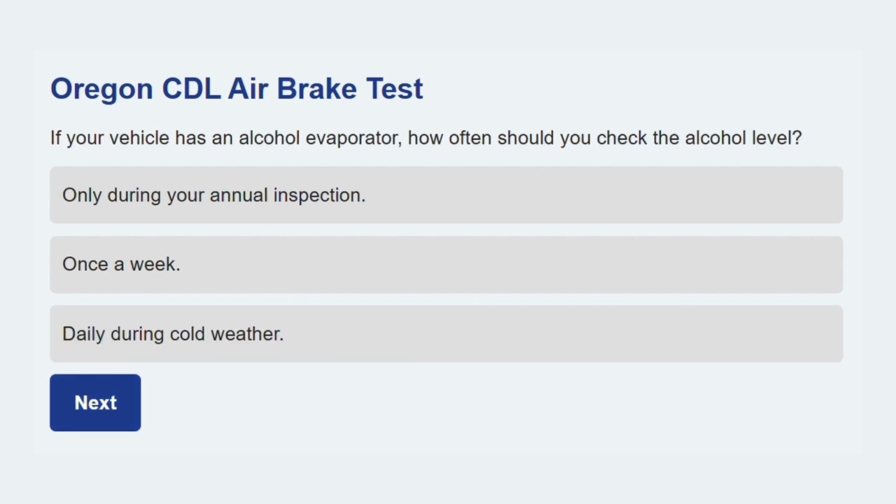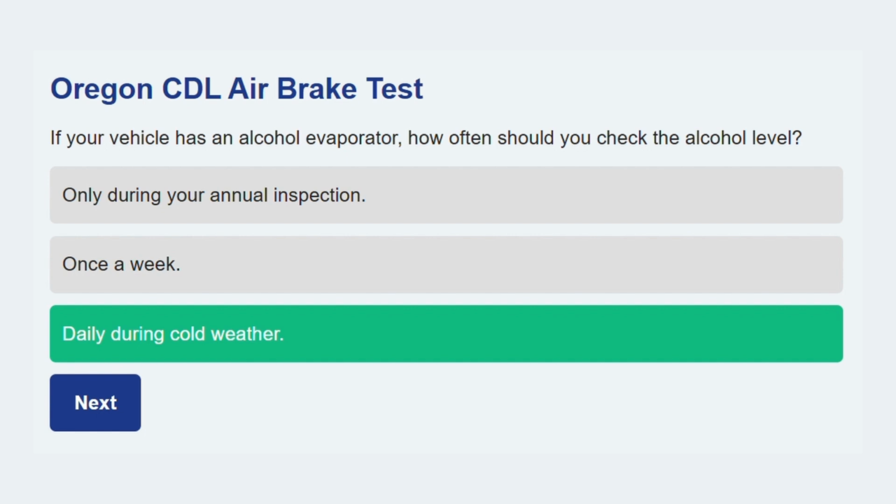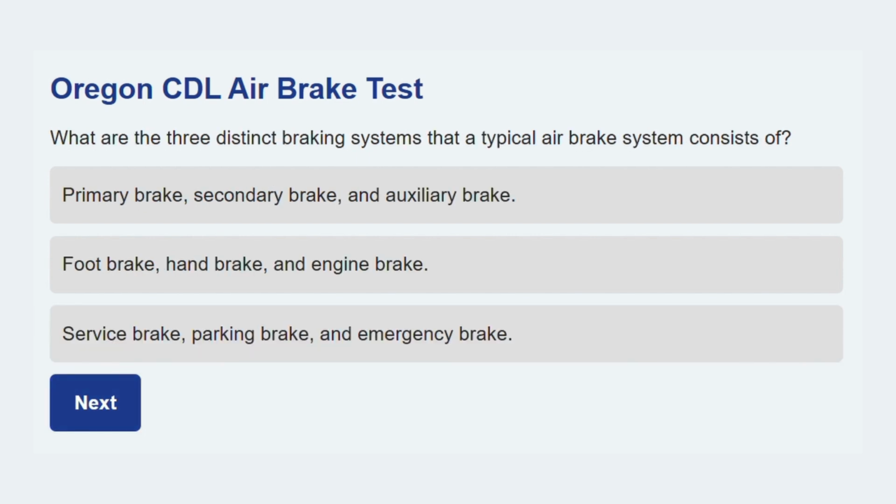Okay, what's after this? If your vehicle has an alcohol evaporator, how often should you check the alcohol level? Daily during cold weather. Regular checks ensure the system can effectively prevent ice formation.